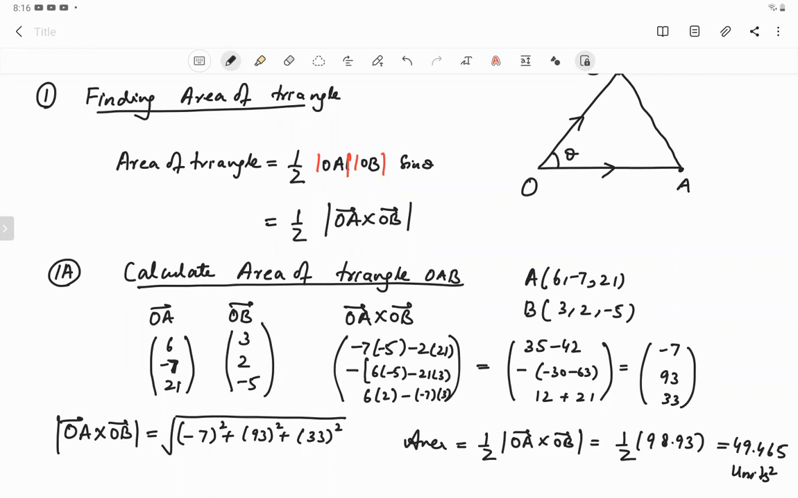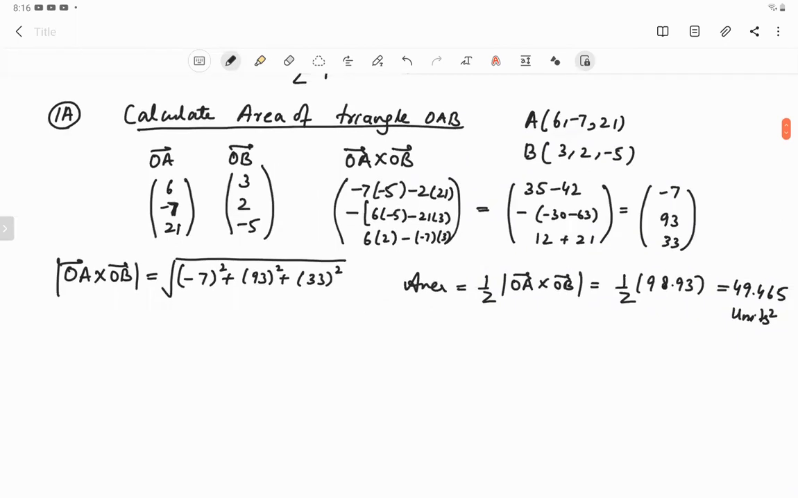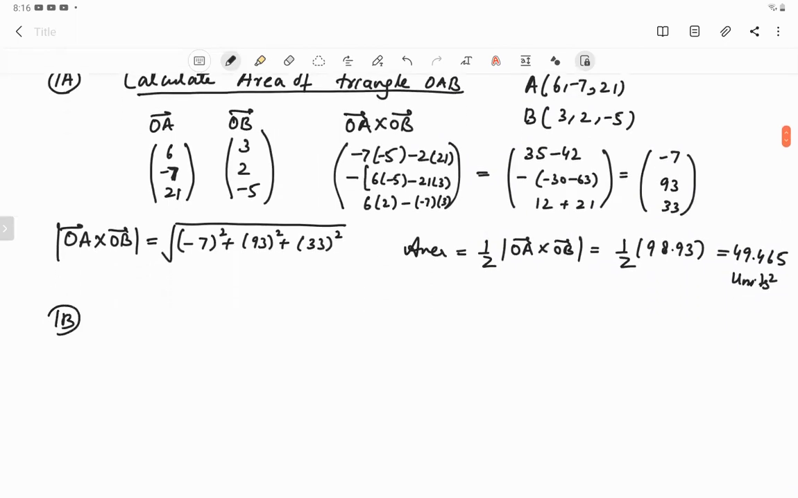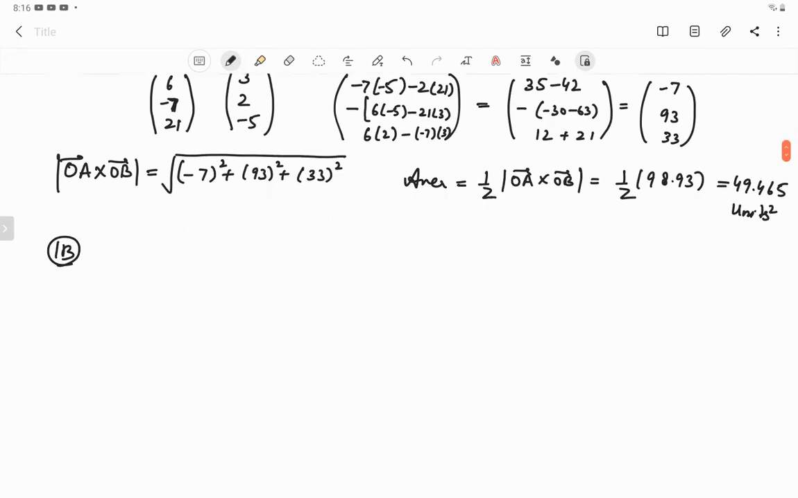Okay. Now, in this particular case, the origin was involved. But now there is another question in which A has coordinates (0, 0, 2), B is (-4, 9, 3), and C is (2, 0, 7). They have asked us to find the area of the triangle ABC.